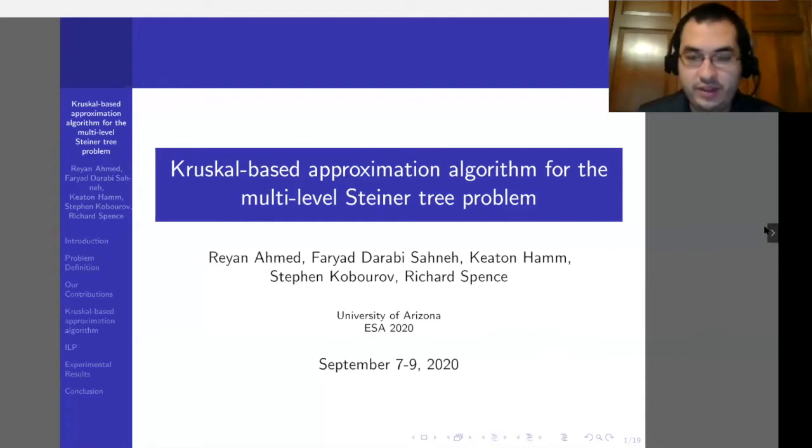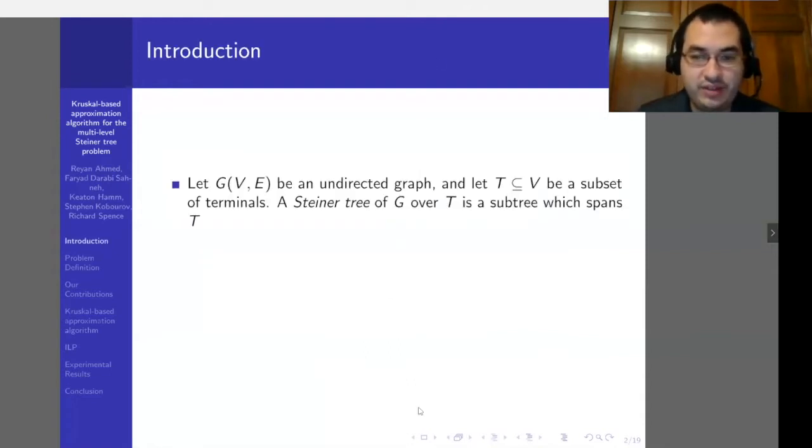Before we introduce this problem, let's first review the Steiner tree problem in graphs. We're given an undirected connected graph G, and we'll let T be a subset of the vertices, which we call terminals. A Steiner tree of G over the terminals is a subtree that spans or includes these terminals. Note that a Steiner tree does not have to include vertices which are not terminals.